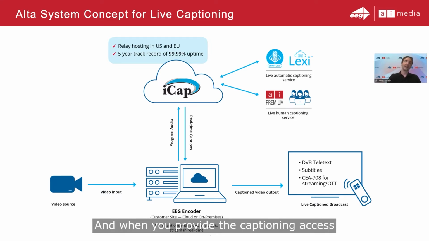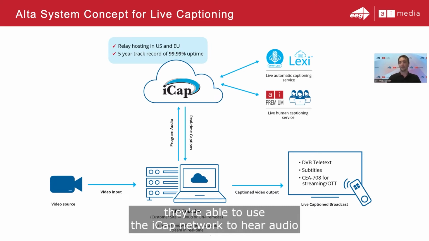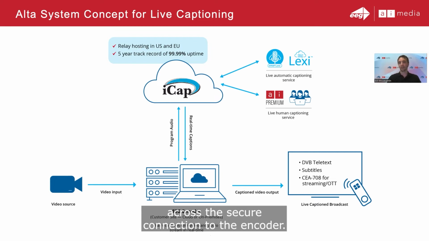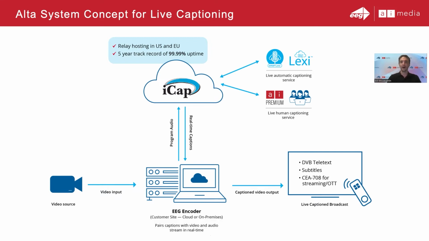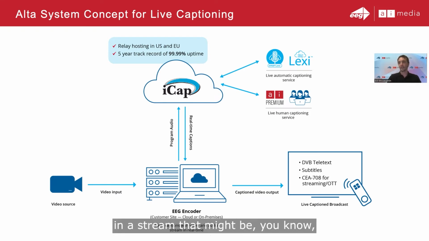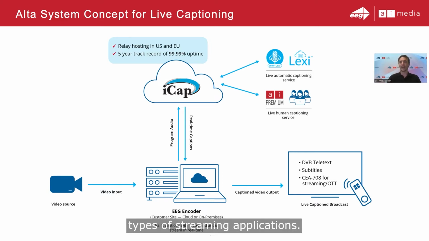And when you provide the captioning access token, either into the Lexi service or to AI Media's captions, or even to one of our third-party partners, they're able to use the ICAP network to hear audio and video feedback from that caption encoder with ultra-low latency, and to send captions back across the secure connection to the encoder. And at that point, they're merged into the production path. So they'll come out either in embedded captions in a stream that might be the US-based 608, 708 format for certain types of streaming applications.